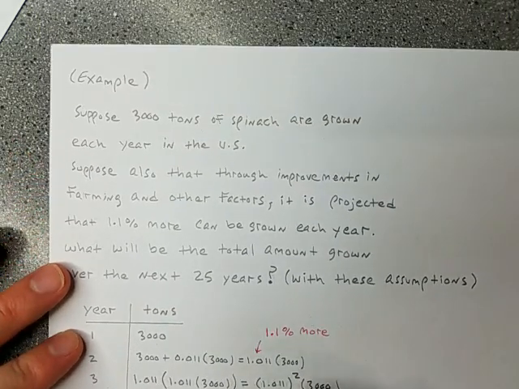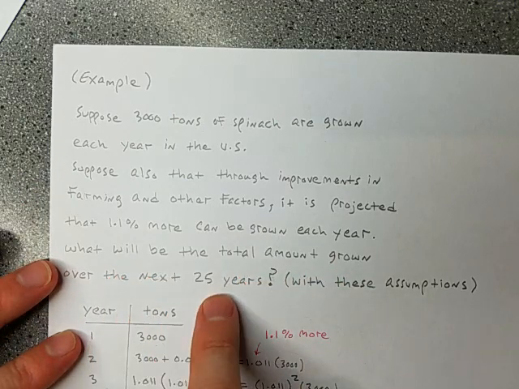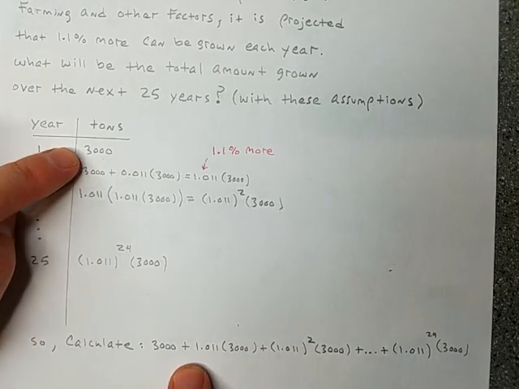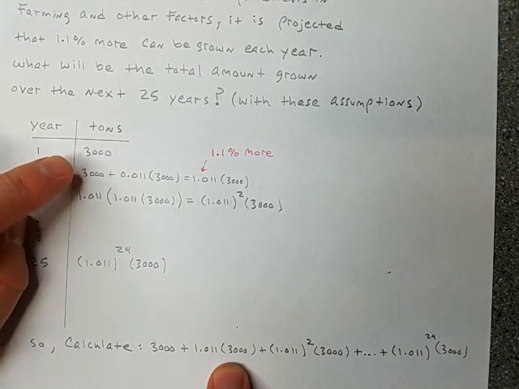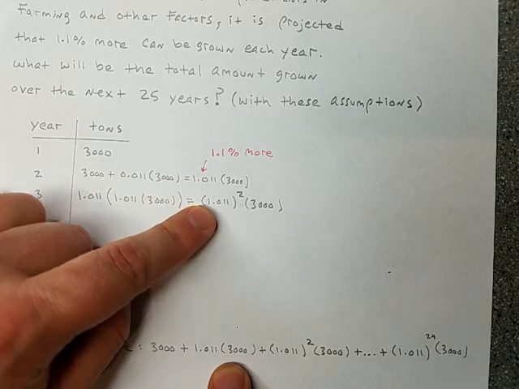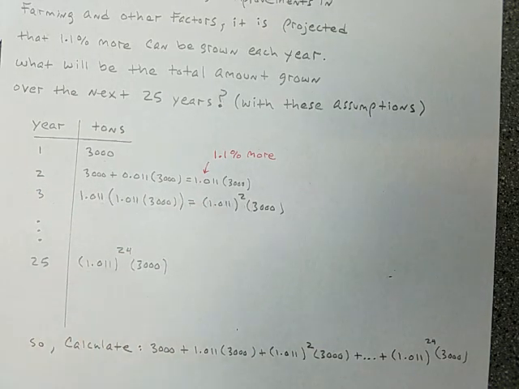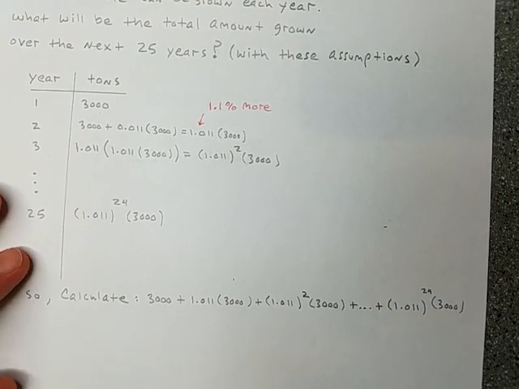Now, the question was, what will be the total amount grown over a 25-year period? So it sounds like I want to take 3,000 plus the number from the next year, plus the number from the next year, plus on out to year 25. All right? Okay.